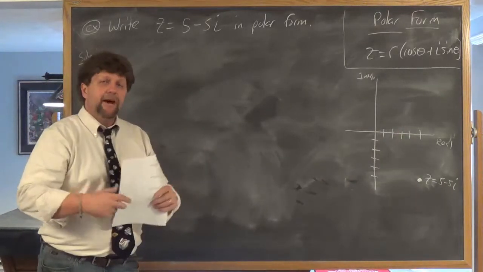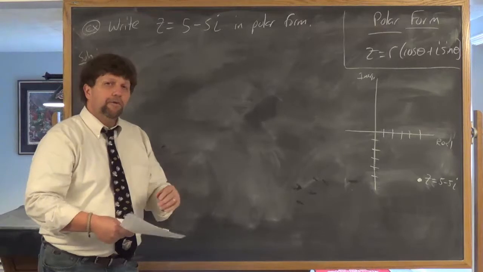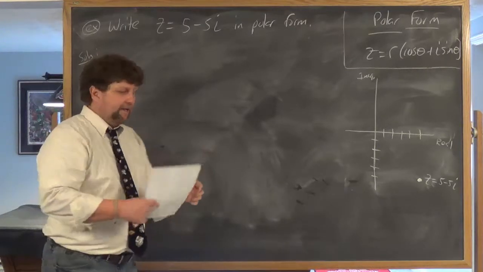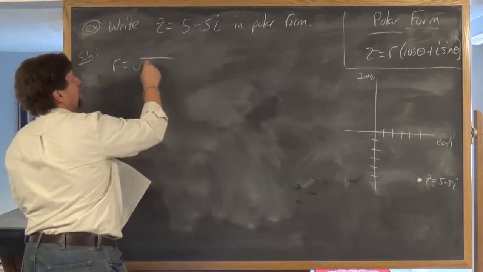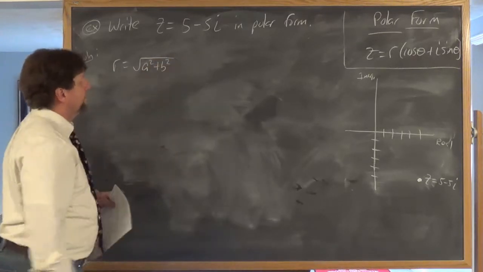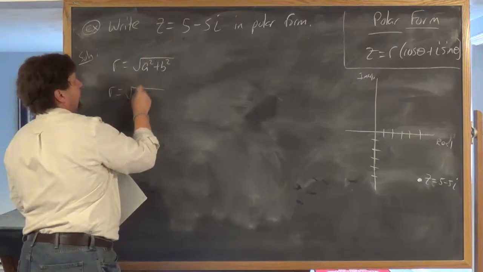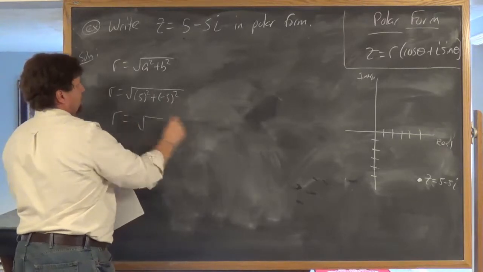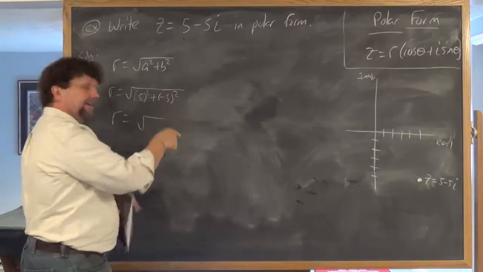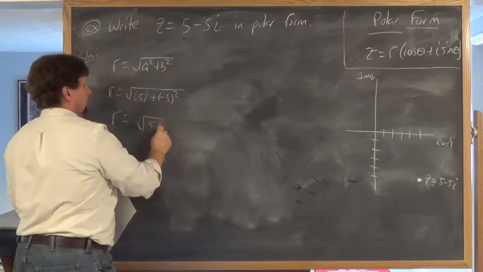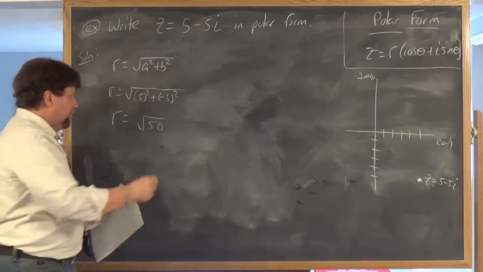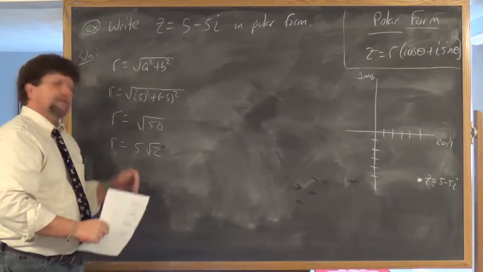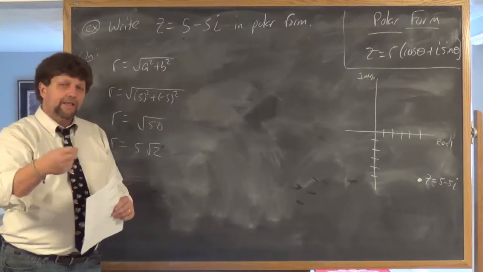Alright, so now the important things I need to find to get it into polar form would be r and theta. Remember, r is going to be like the absolute value. We know r is the square root of a squared plus b squared. So a is 5, b is negative 5. We get r is the square root of 5 squared is 25, negative 5 squared is 25, so 25 plus 25, r is the square root of 50. Or if you prefer, that's 5 square root 2, simplifying square root 50 down to 5 square root 2. Next, let's determine theta.